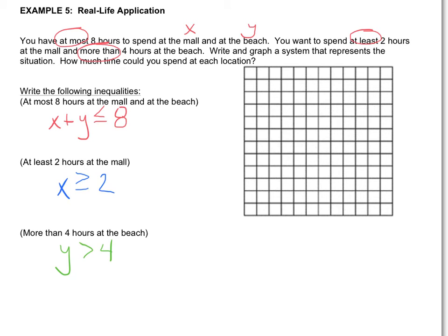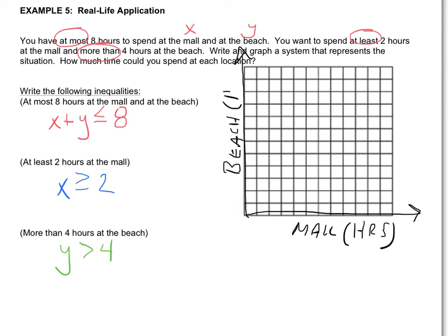Now, because we are talking about hours at the beach and hours at the mall, I'm just going to focus here on quadrant 1, because we're not really going to have negative. So our X is going to be our mall time in hours. And if I look at my beach hours as my Y's, that'll take care of my X and Y axes.